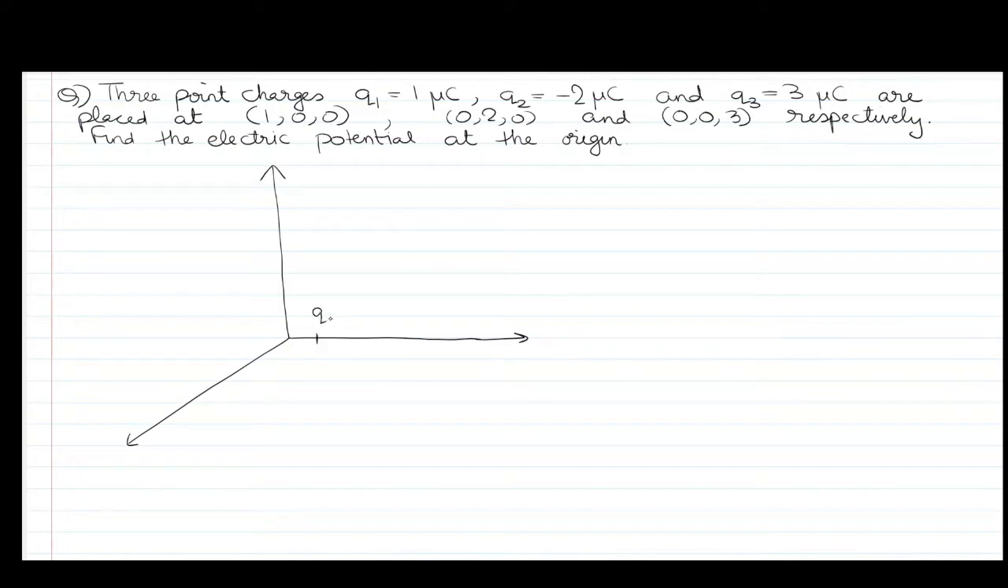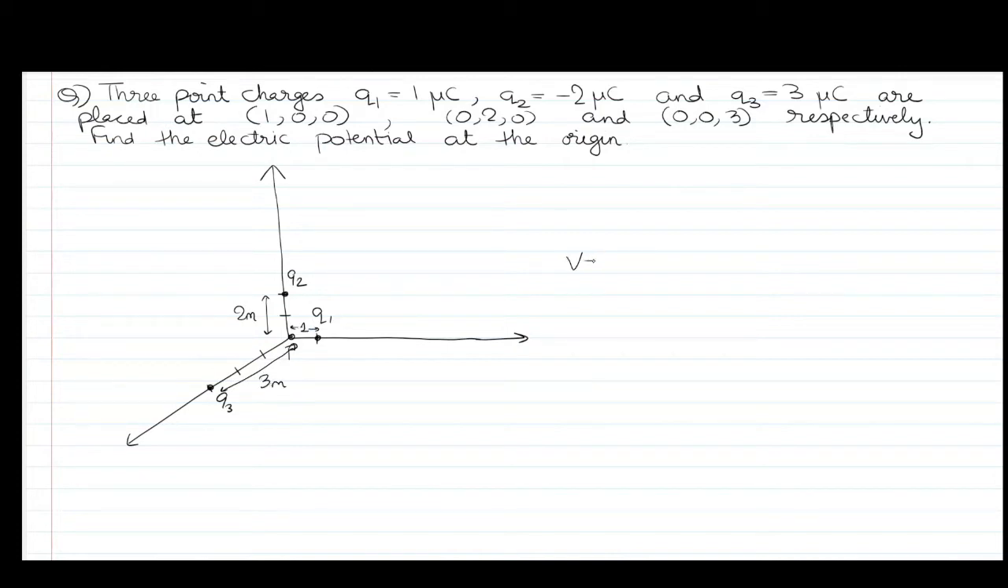And there we have a charge q1. Then there is a point (0, 2, 0). Here we have a charge q2. And then there is a point (0, 0, 3), and there is a charge q3. This is the point where we have to find the potential. So this distance is 1 meter, this whole distance is 2 meters, and this whole distance is 3 meters.